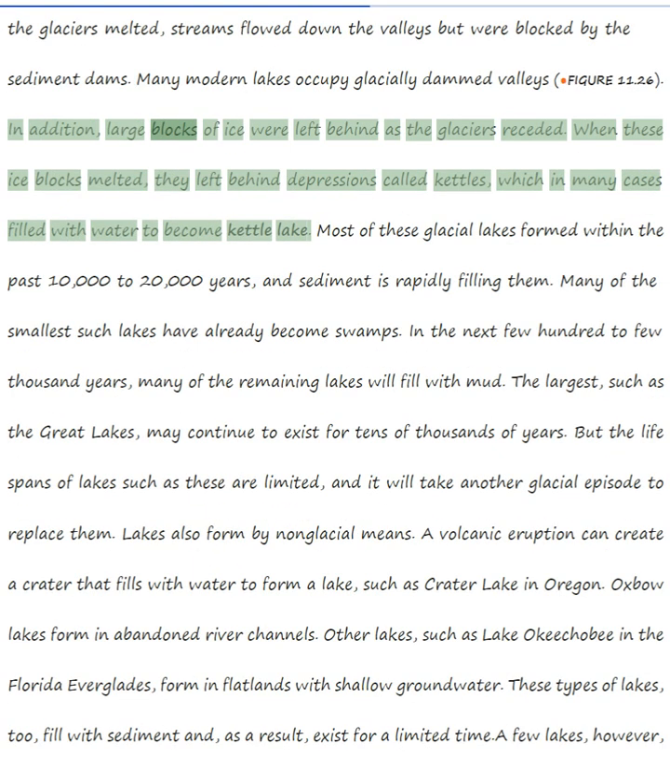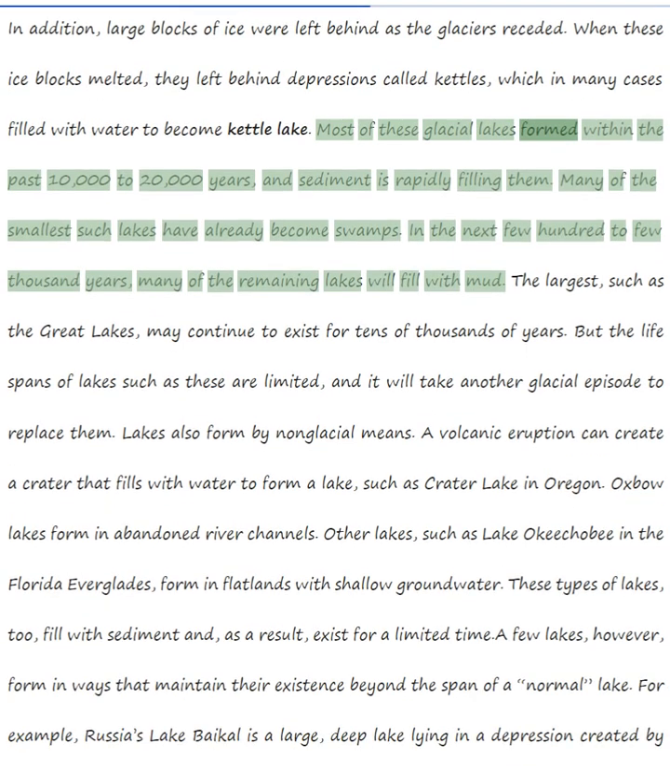In addition, large blocks of ice were left behind as the glaciers receded. When these ice blocks melted, they left behind depressions called kettles, which in many cases filled with water to become kettle lakes. Most of these glacial lakes formed within the past 10,000 to 20,000 years, and sediment is rapidly filling them. Many of the smallest such lakes have already become swamps.